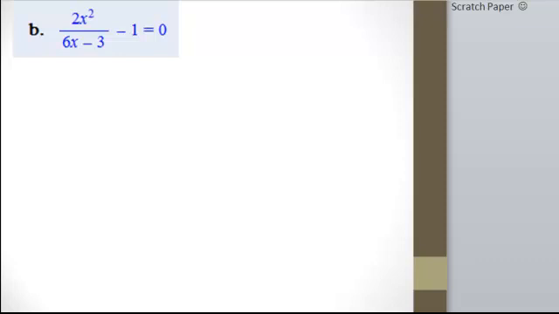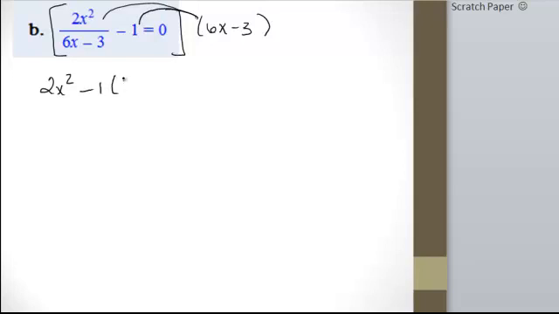So let's try one more like this. This time we have a constant. So our least common denominator is just going to be that 6x minus 3. So what I want to do is multiply everything by 6x minus 3. So when I multiply this by that first term, the 6x minus 3's go away. So I'm just left with 2x squared. Then I have to multiply it by this -1. I'm going to go ahead and write that out so you can see what's going on. Then we have to multiply it by 0. Okay? Now you can see why I wrote this out, because we need to distribute this negative.